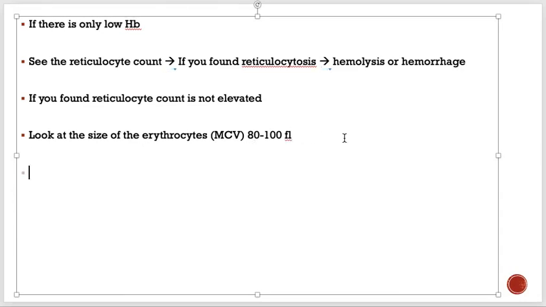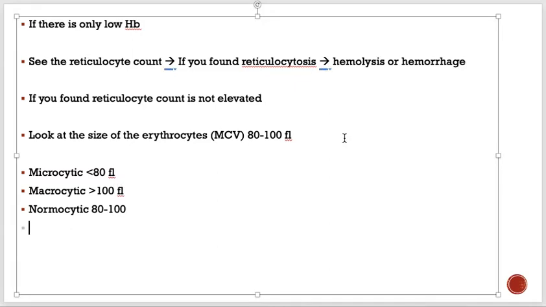Whenever it is less than 80, we call it microcytic, small cells, less than 80 femtoliter. Whenever it is more than 100, we call it macrocytic. The cells are bigger, more than 100 femtoliter. And whenever it is between 80 to 100, it is called normocytic, meaning the cells are normal size. So 80 to 100. I hope you understand this thing.